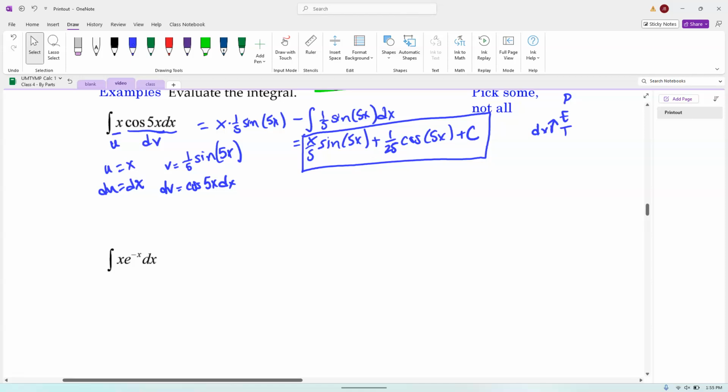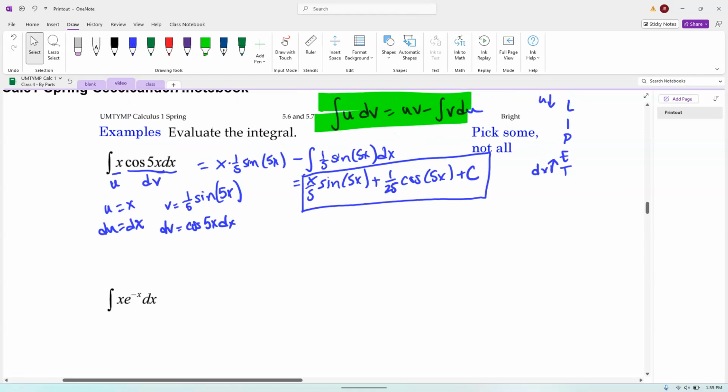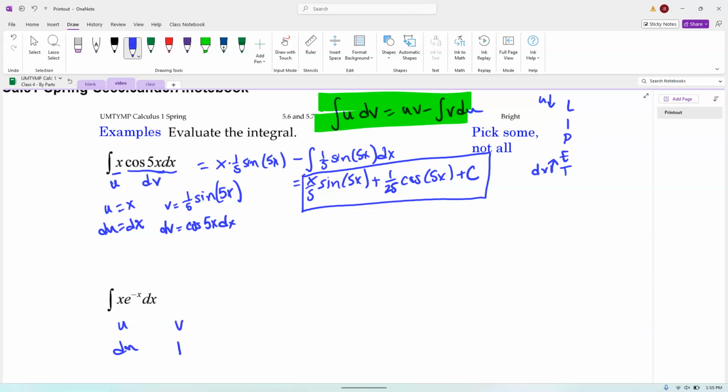Next one. All right, so we have LIPET up in the corner, so I need to select u, du, v, dv. Okay. Take 10 seconds, see if you can figure out what u, v, du, dv are. Okay. So if I'm picking u from the bottom, I don't have logs or inverse trig, but I do have a polynomial, which is just x, and then that would be dx.